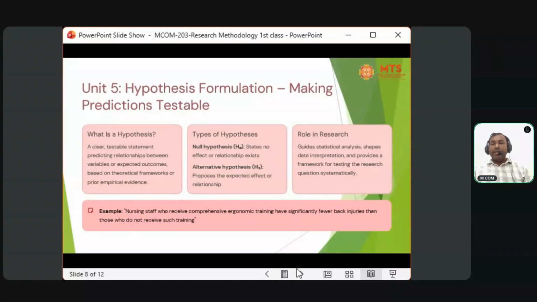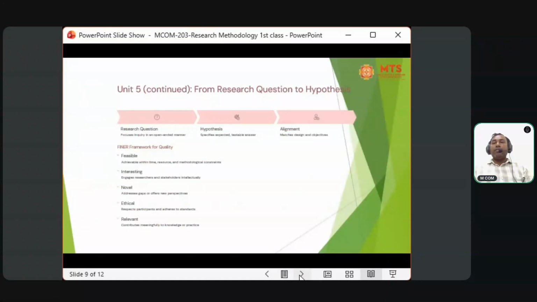Okay, so next is from research question to hypothesis. How can we get the hypothesis? Actually, hypothesis formulation is the process of developing a clear and testable statement about the relationship between variables before conducting the research. So it helps to focus the research, identify variables, guide data collection and analysis. So what are the sources? I've already said: theory, previous research studies, observation, experience, literature review.